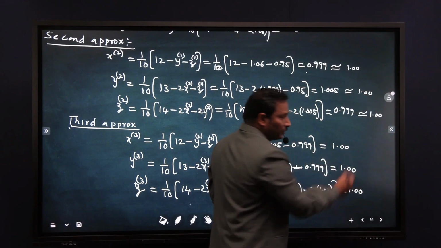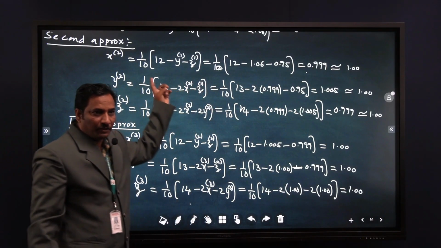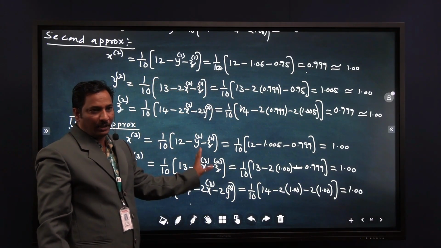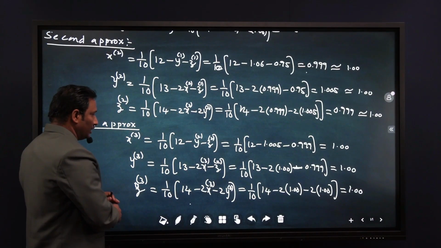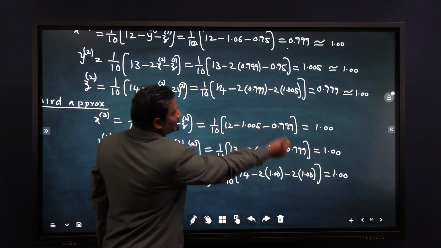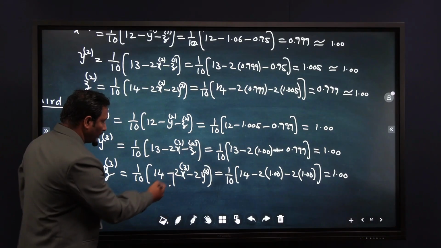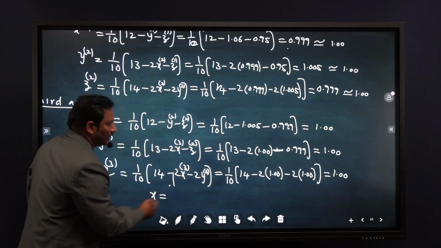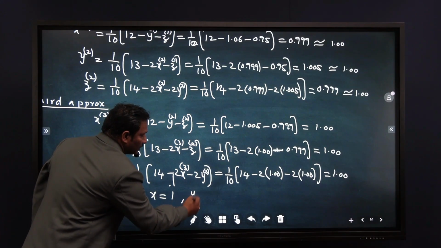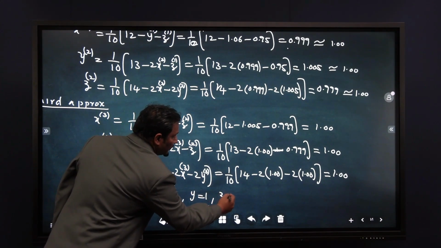Now with this we will conclude that the approximations of second and third are similar according to our desired approximation. So with these second and third approximations we conclude the solution of the given system of non-homogeneous equations, that is x equals 1, y equals 1 and z equals 1.